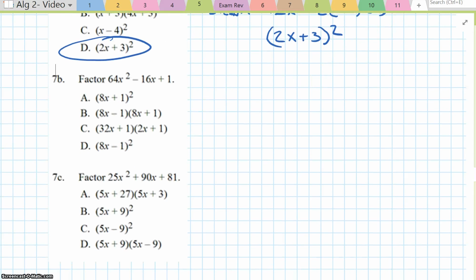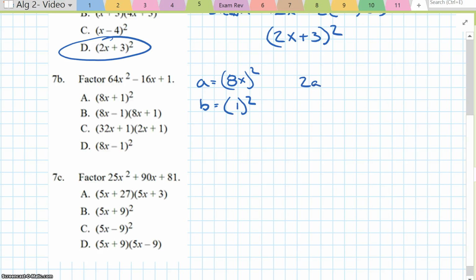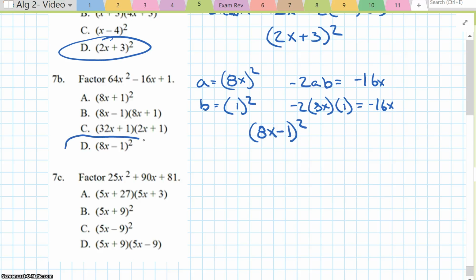7b. The first term is the same thing as 8x squared. The b term is the same thing as 1 squared. So is negative 2ab equal to negative 16x? Well, negative 2, our a value is 8x, our b value is 1. So it is going to equal negative 16x. So I can rewrite this as 8x minus 1 squared. Answer is D.